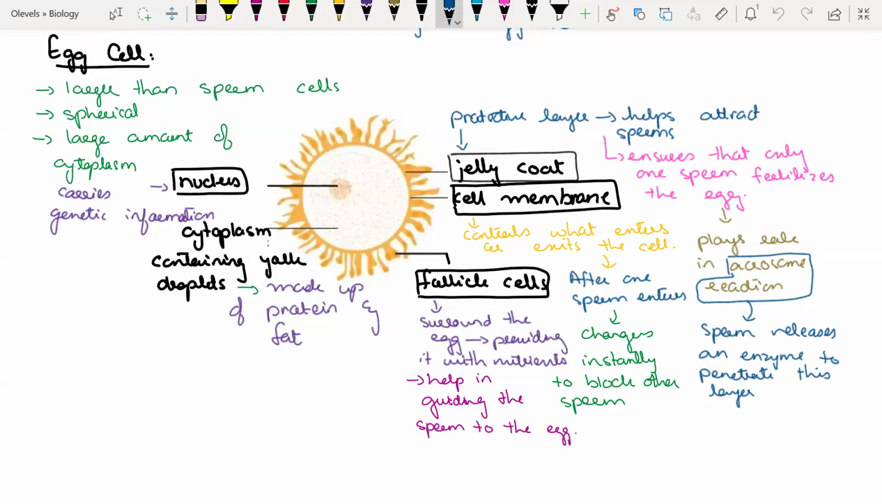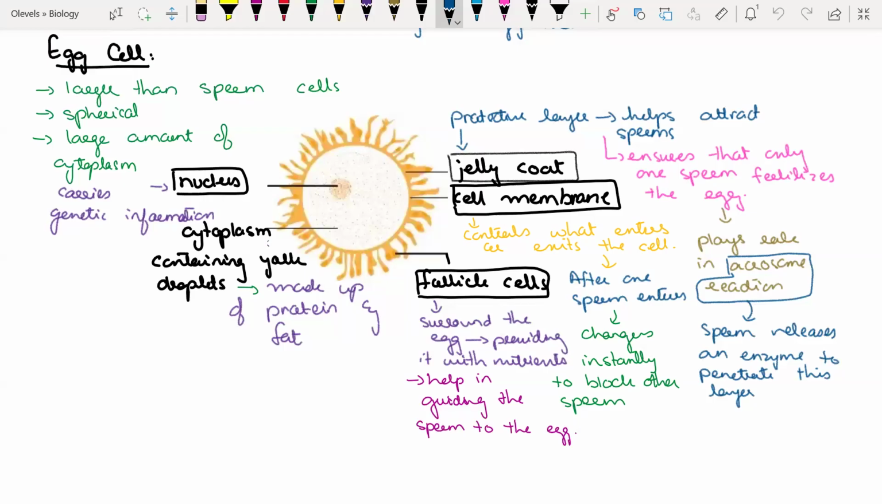But it has another significance: after one sperm has succeeded to enter into this cell, this membrane changes instantly, and it does that to block any other sperm from entering the cell. You know that only one sperm fertilizes an egg. Only one sperm can enter into the egg, so that is why it changes its membrane so that no other sperm cell can enter into it. Then we have this jelly coat.